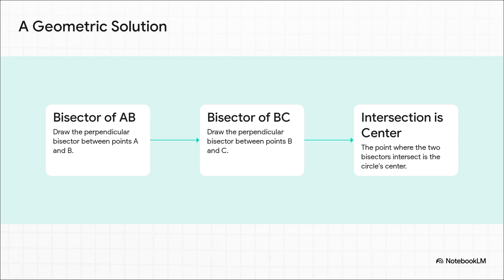Any point that's equally distant from both of them has to lie on a specific line, the perpendicular bisector. Now let's do the same thing for points B and C. Their center also has to lie on their perpendicular bisector. So where do those 2 lines cross? That single intersection point is the only spot in the entire plane that's equidistant from A, B, and C. That has to be our center.